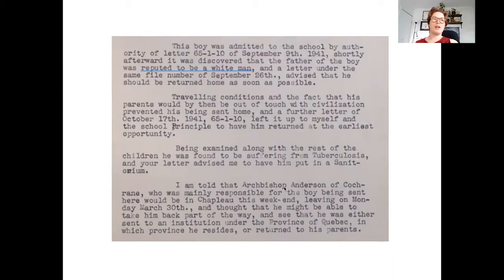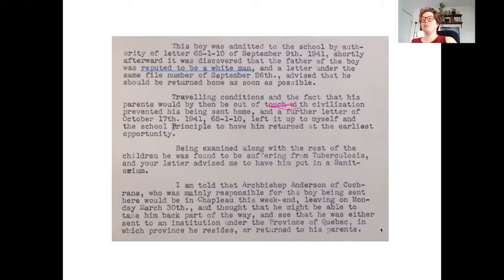I am told that Archbishop Anderson of Cochrane, for those who don't know, Cochrane is a small town in Northern Ontario, who was mainly responsible for the boy being sent here, would be in Chapleau this weekend, leaving on Monday, and thought that he might be able to take him back part of the way and see that he was either sent to an institution under the province of Quebec, in which province he resides, or returned to his parents.